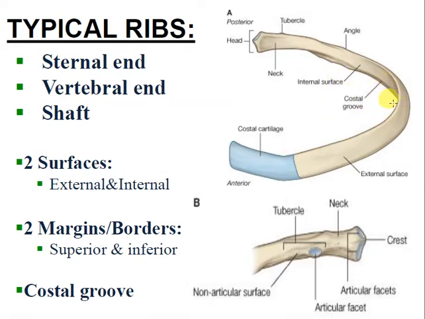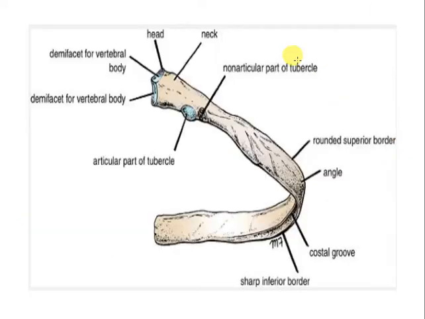As you can see, we have the smooth superior margin and the sharp inferior margin. Here is the costal cartilage. You can see the internal surface, and then the costal groove, which allows the passage of structures like blood vessels and nerves. We have the sternal end, the vertebral end, and the shaft, which are very important for us to know. Then we have the two surfaces, external and internal, two margins or borders, superior and inferior, and the costal groove.